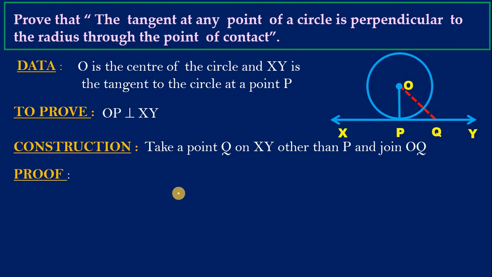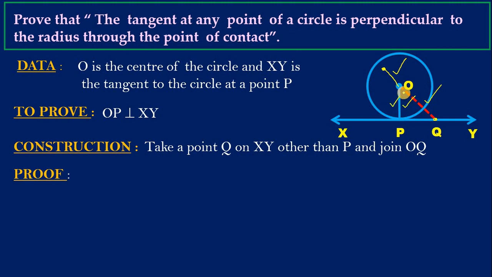Before going to prove this, let me explain one very important thing. Now I am taking this point inside the circle. Now I am joining this point to the center. Now this length is less than OP length because this point is inside the circle. If I take point Q, this Q is outside the circle. Hence, OQ length is greater than OP length.